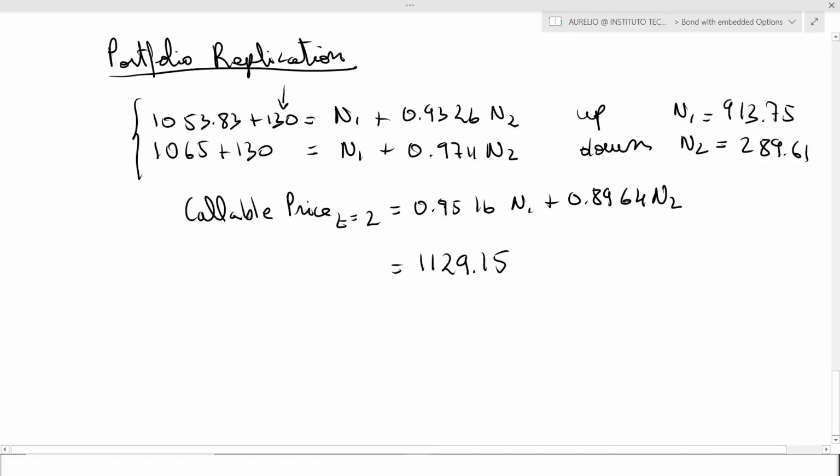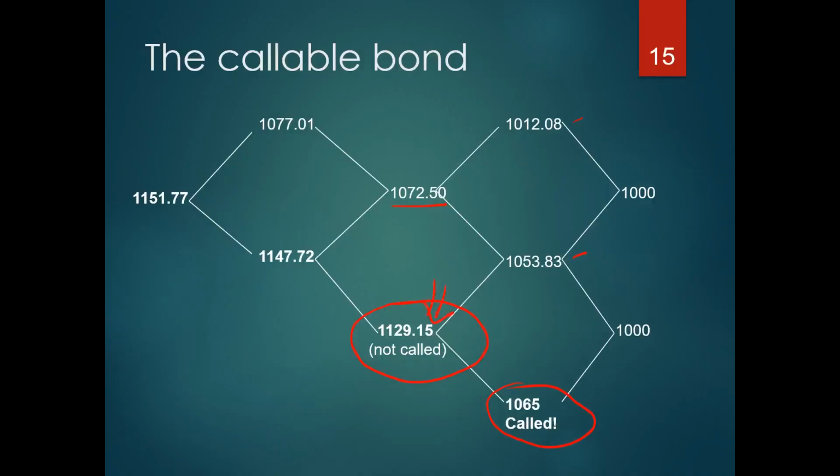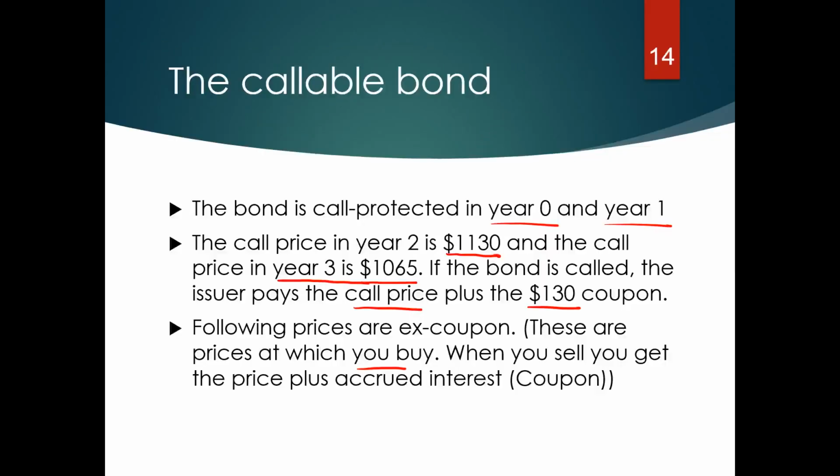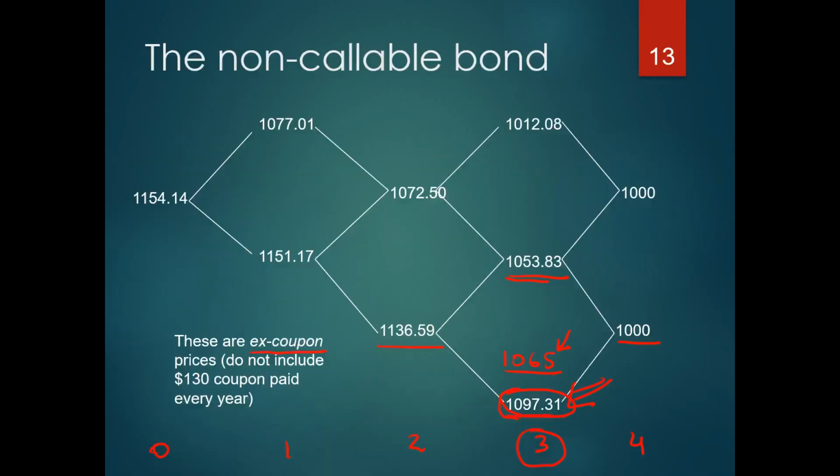Then the call price is going to be equal to your discount factor times N1 plus 0.8964 times N2. And we get that the callable price is 1129.15. So this bond is now 1129.15. If you look at the bond price before, for the non-callable price, it was 1136.59. So in that case, you would have said, oh, the call price in year 2 is 1130. So if you don't compute the proper price, you would have gone here and said, oh, it should be called.